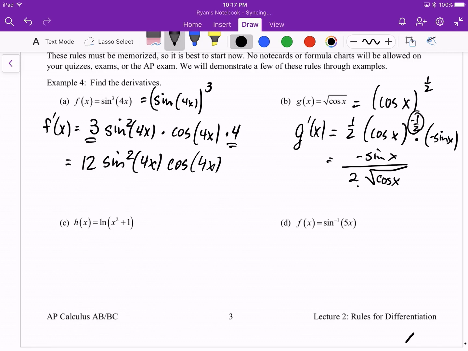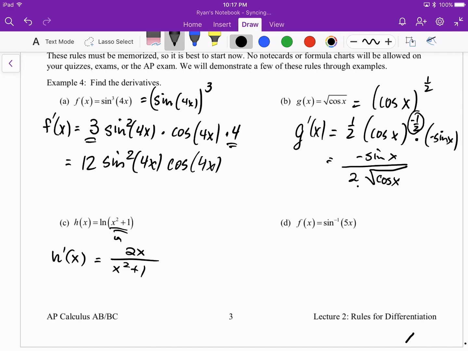Okay, Example C says h of x is equal to the natural log of x squared plus 1. So if you look back up at your rules, the rule for natural log is u prime over u, where we think of this x squared plus 1 as our u. And so the derivative, h prime of x, is going to be u prime, and the derivative of x squared plus 1 is 2x, divided by u, which is x squared plus 1. And there's really nothing else to do there. That is the final answer.